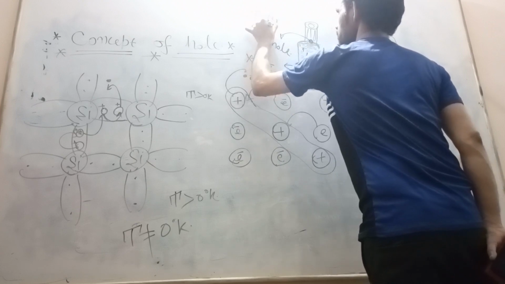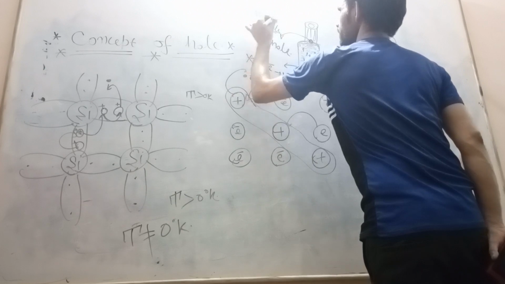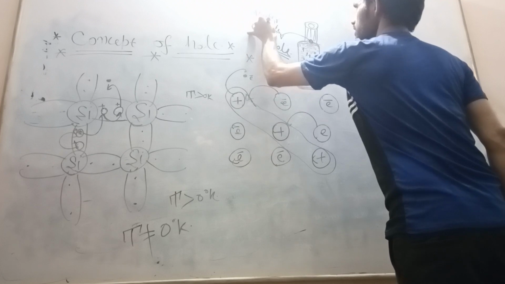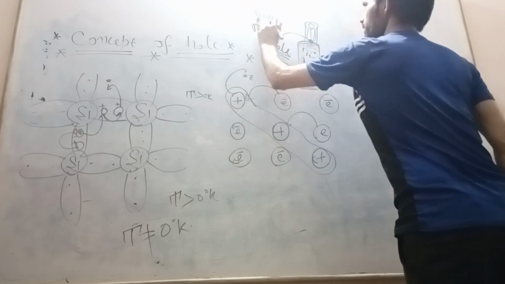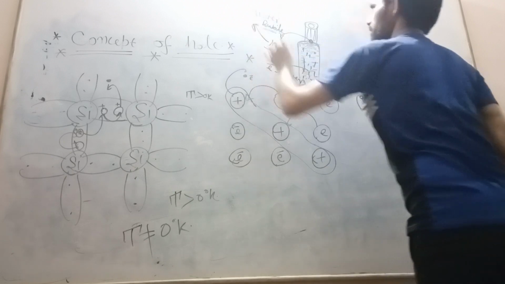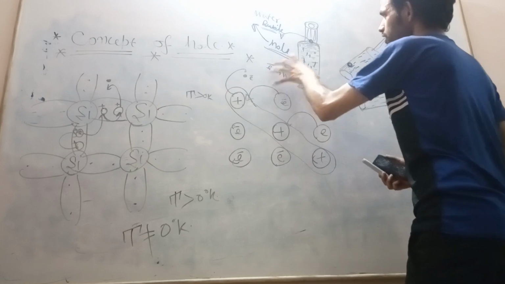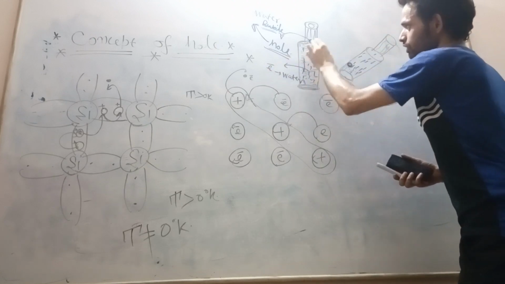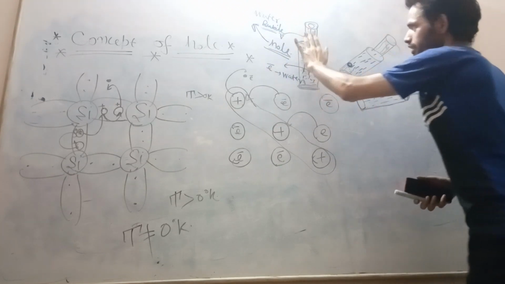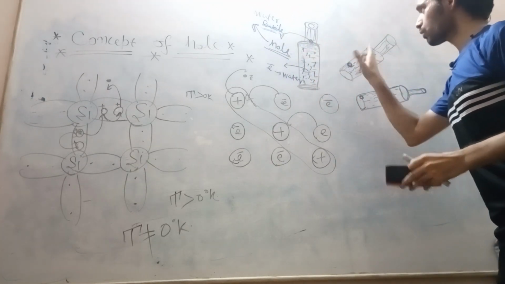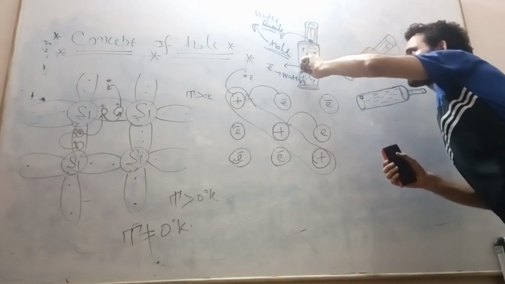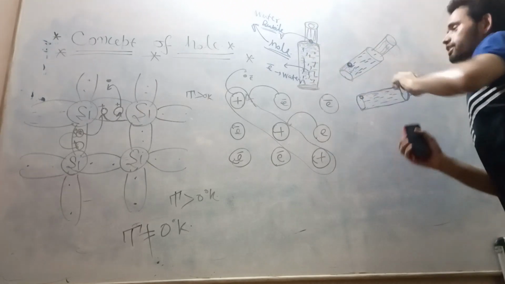Okay, so this is my water bubble. The hole is my water bubble. So now see here, electron corresponds to water, and this hole is related to the water bubble. As you are tilting this water bottle, this hole is moving like this.